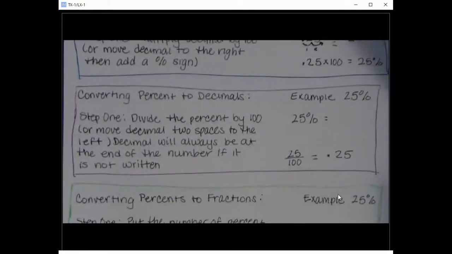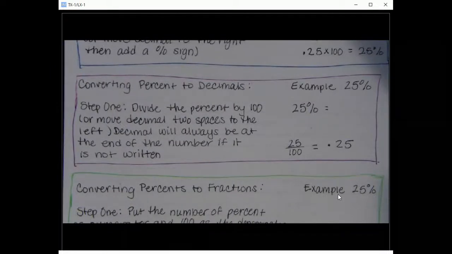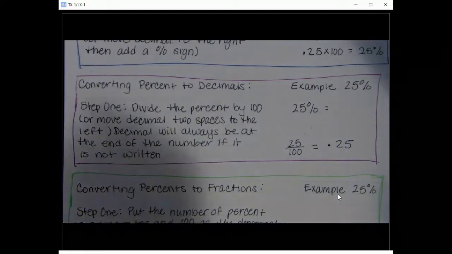The next idea that we're going to do is converting percents to decimals. So this is going backwards. This time you have a percent, and in order to make it back into a decimal, you're doing the opposite of what we just talked about. So again, this only has one step, and that's to divide the percent by 100. Again, there's a cool little trick to it. Instead of moving the decimal to the right, you can do the opposite and move it to the left. If there is no decimal written, you can automatically assume that it's at the end, and that's true for any number.